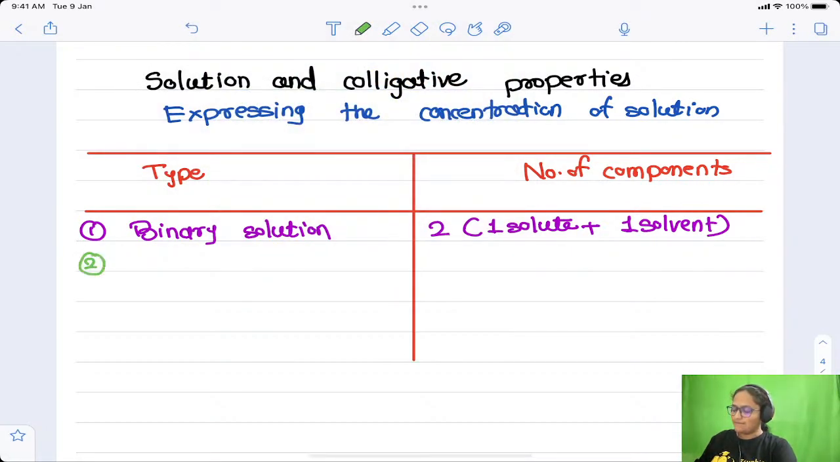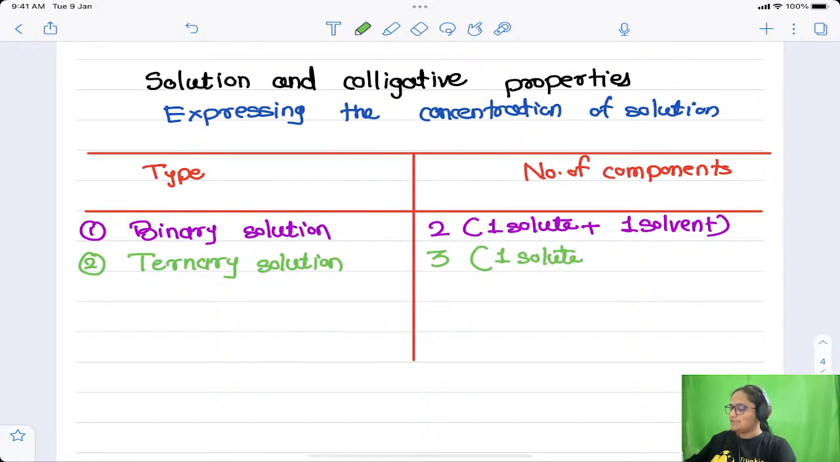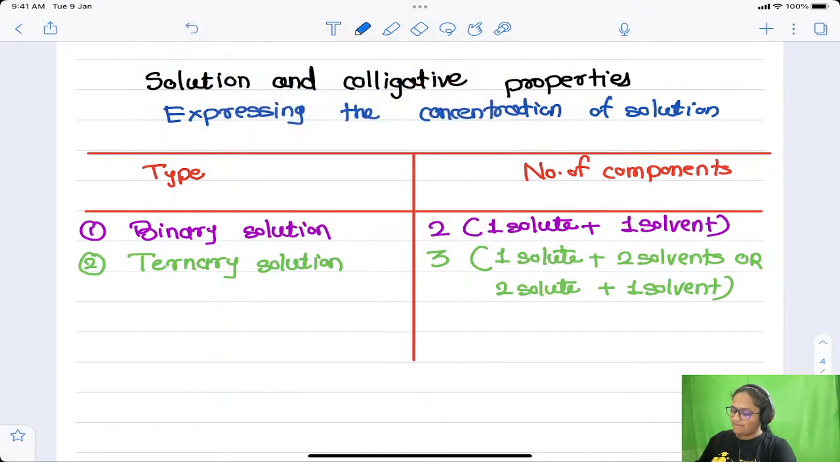The second type of solution is the ternary solution. In a ternary solution there are three components. So it can be one solute plus two solvents, or it can be two solutes plus one solvent. Okay, so this is a ternary solution. And the last type is the quaternary solution.